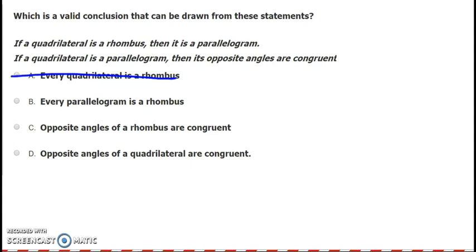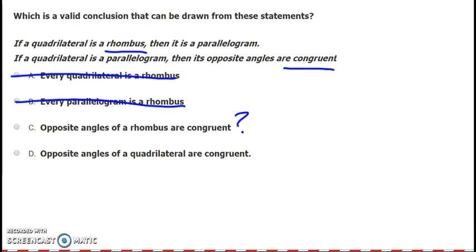Letter B, every parallelogram is a rhombus. Well, no, we said if it's a rhombus, then it's a parallelogram. It doesn't work both ways, so just because it's a parallelogram doesn't mean it's a rhombus, but if it's a rhombus, it is a parallelogram. It's not B. C: opposite angles of a rhombus are congruent. Well, we know that if a quadrilateral is a parallelogram, opposite angles are congruent. And if it's a rhombus, then it is a parallelogram. So I think that's my answer.